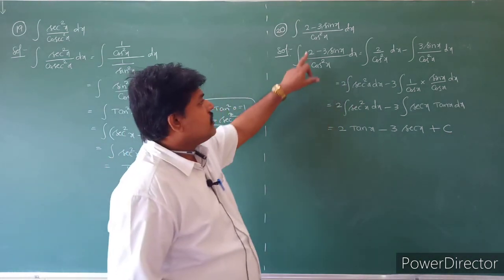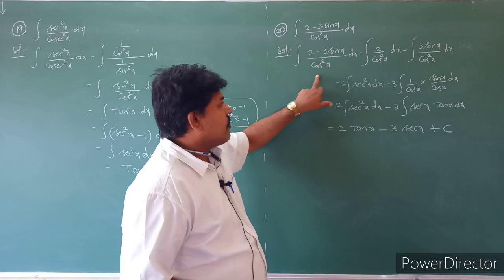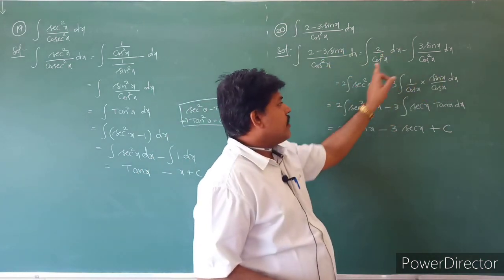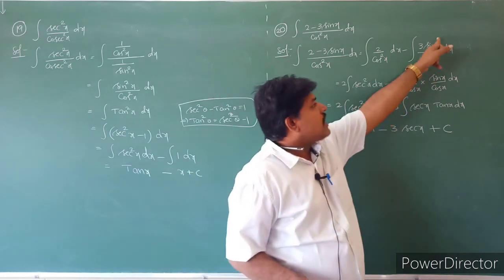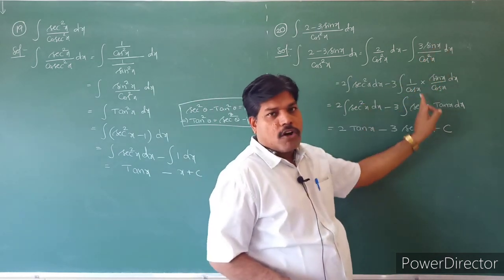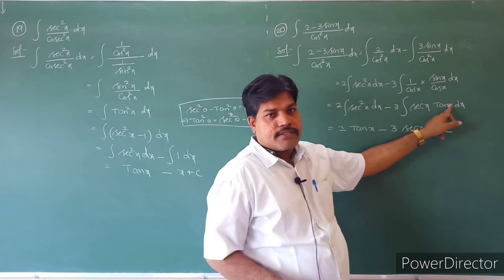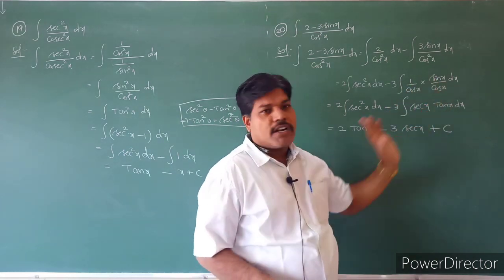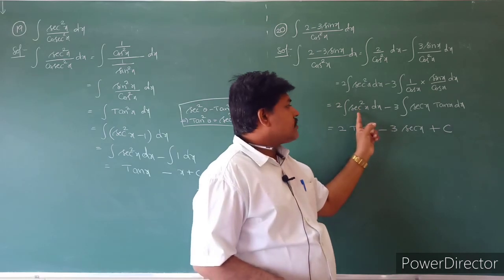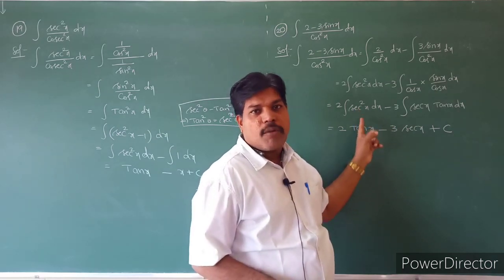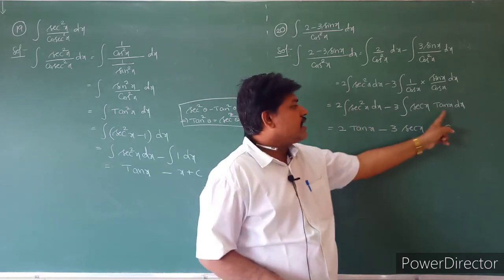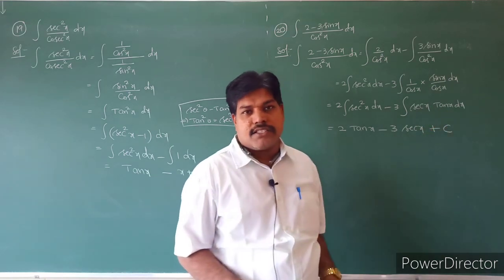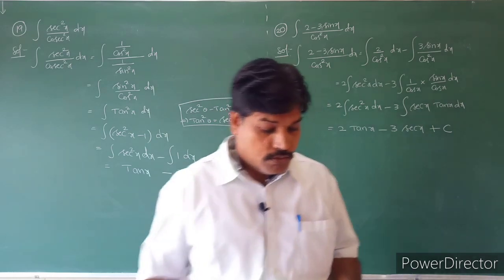See students, once again just separate the terms first. 2 by cos square x minus 3 sin x by cos square x. 1 by cos square is nothing but a secant square. Sin by cos square x I have written 1 by cos x into sin x by cos x. 1 by cos x is nothing but the secant x. Sin by cos x is nothing but a tan x. So integral of secant square x, already know the formula, that is nothing but a tan x. So secant x into tan x, integral of secant x into tan x value is secant x plus c. Okay students, so see that question.